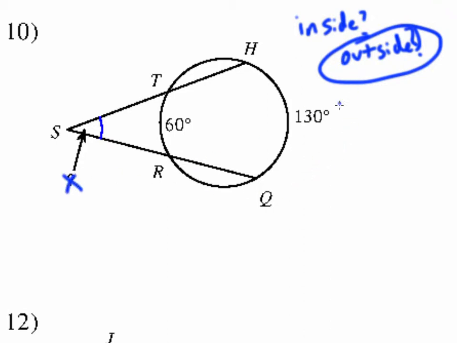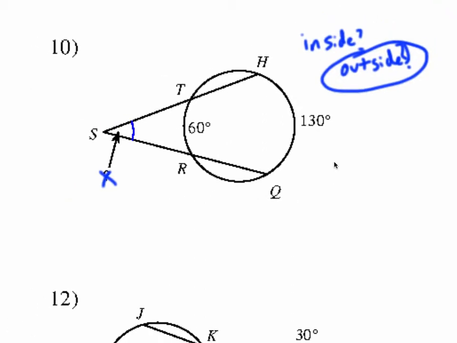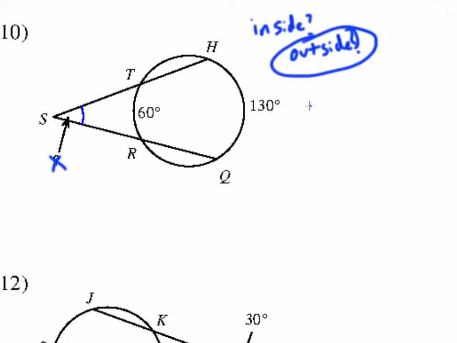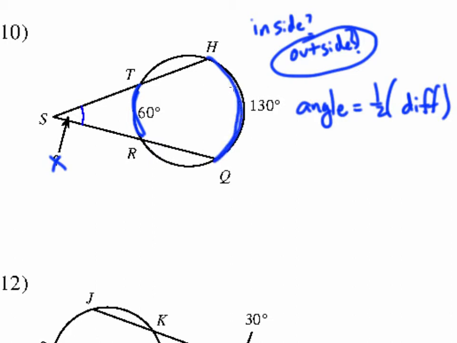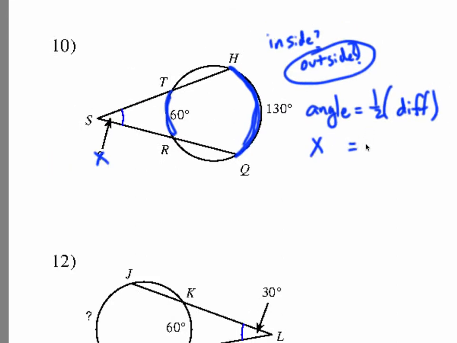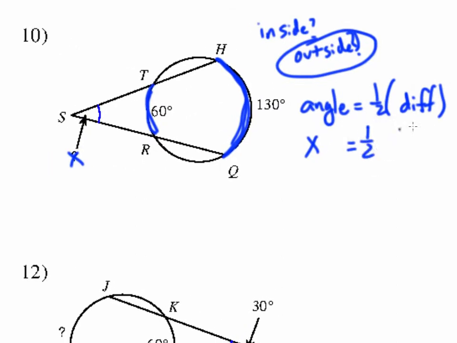We'll call this x. So, back up just a little bit. We know that the angle is half the difference. And why do we put difference instead of sum? It's because the angle is outside. If the angle is inside, it's half the sum of the two arcs. So here are my two arcs, 60 and 130. We want to subtract, so x equals half of the difference.